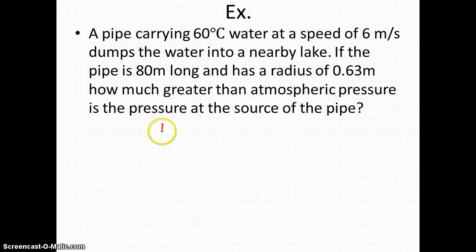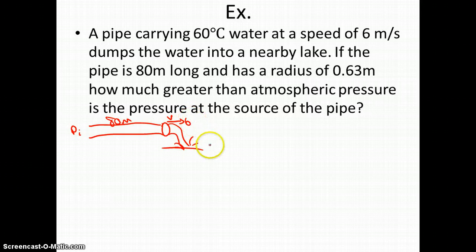And so I'm just going to draw a little picture of what I've got going on here. I've got a pipe, and there's some pressure here, the initial pressure, and then the final pressure is atmospheric pressure, and so it's dropping that water into a lake. The pipe itself is 80 meters long, has a radius of 63 centimeters, and the velocity of the water coming out of here is 6 meters per second.